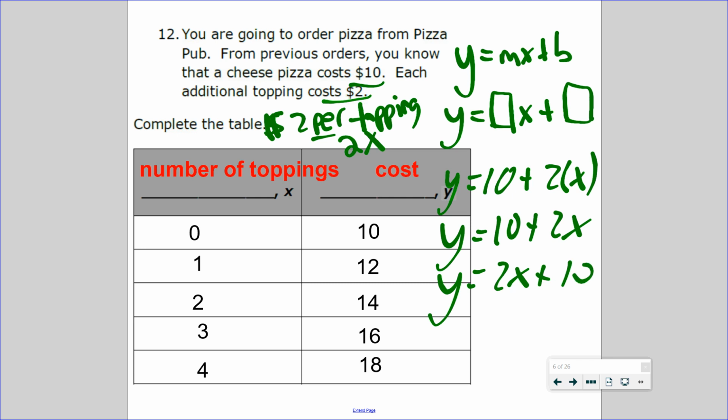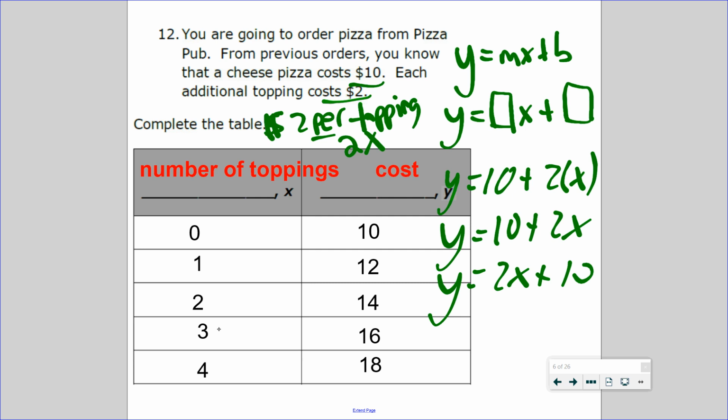So what happens if I put 0 topping in my pizza? I just pay for the cheese pizza, $10. What happens if I get 1 topping? $10 plus that 1 topping, which is $2, is $12. So what if I have 2 toppings? $10 for the pizza plus 2 toppings, 2 times 2 is 4, that's $14.